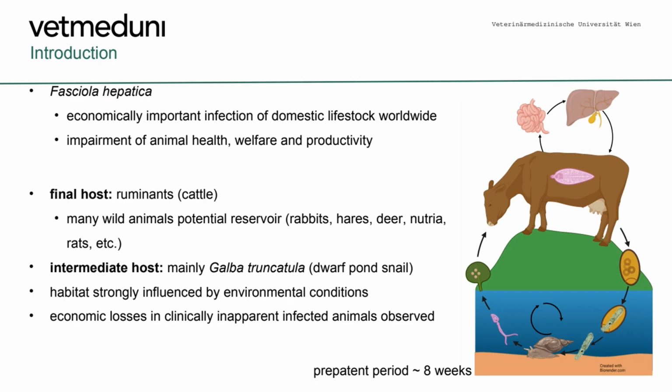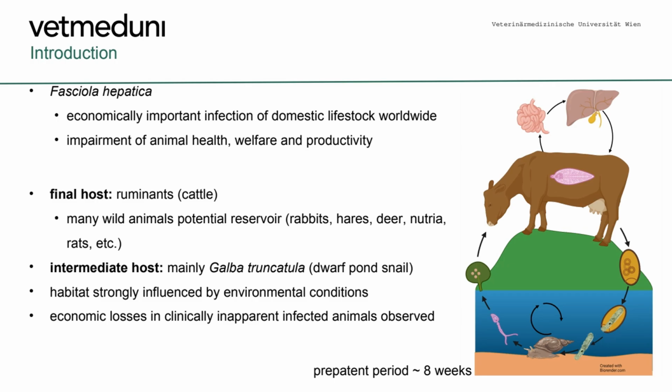So, a brief introduction about the parasite itself. Fasciola hepatica is an economically important infection of domestic livestock worldwide, and the parasite can impair animal health, animal welfare, and productivity as well. The final hosts are, in our case, ruminants, particularly cattle, but also some wild animals are a potential reservoir, for instance rabbits, hares, deer, nutria, and rats.